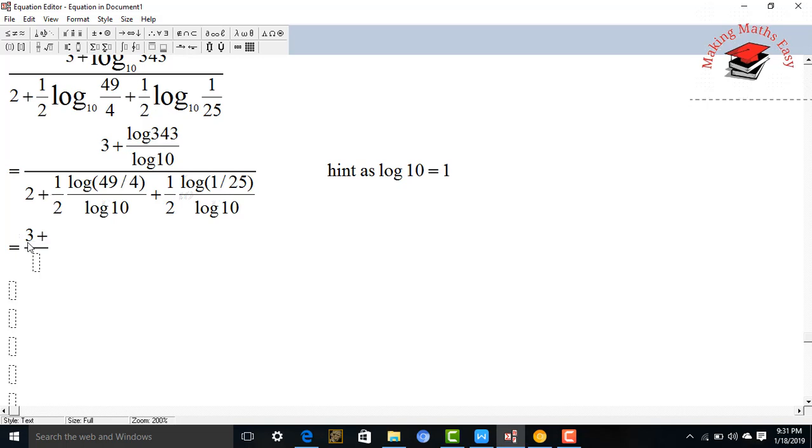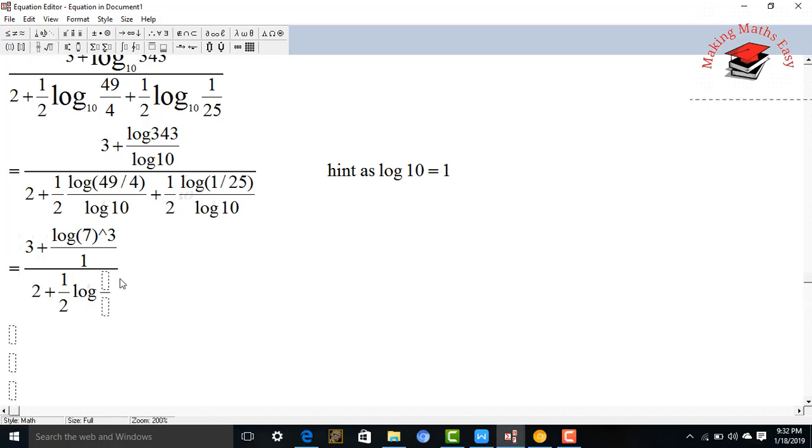So what is 343? 343 means 7 raised to 3. So we can write it as log of 7 raised to 3, as we know that 7 into 7 into 7 gives us 343, divided by log of 10 which means 1. So in the denominator we will write 2 we will keep it as it is, 2 plus 1 by 2, 1 divided by 2, then log of 49 upon 4.